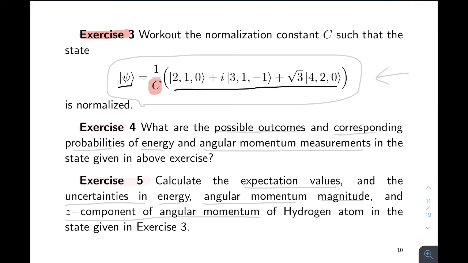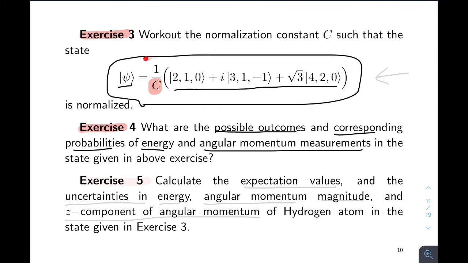In exercise 4, you have to work out the possible outcomes and corresponding probabilities of energy and angular momentum measurements in the system when the system state is given in exercise 3. So you take the same state, you consider energy measurement, you consider angular momentum measurement, you need to work out what the possible outcomes are, and you need to work out the corresponding probabilities.